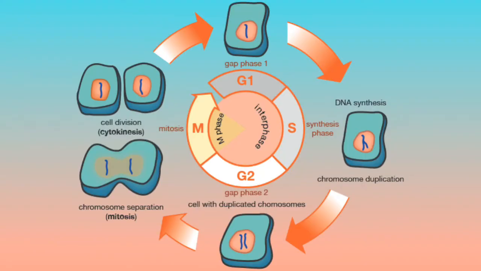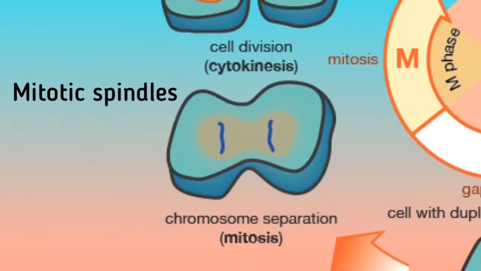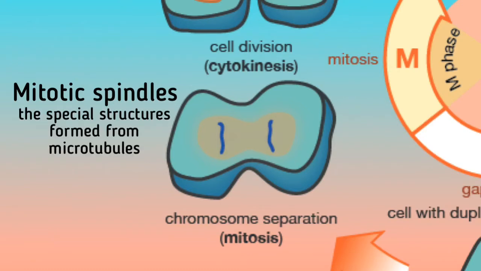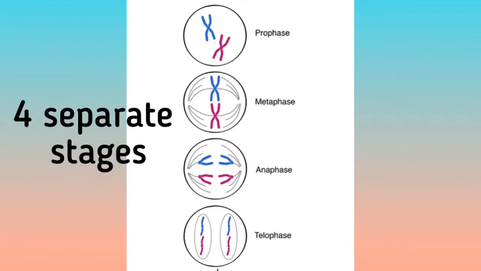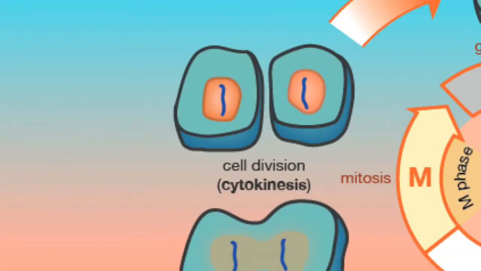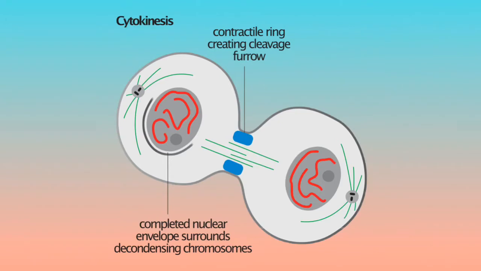Mitosis. The cell's nuclear DNA is condensed into chromosomes. These visible chromosomes are pulled apart with the help of mitotic spindles, the special structures formed from microtubules. Mitosis is further subdivided into four separate stages, including prophase, metaphase, anaphase, and telophase. Cytokinesis begins after mitosis is complete. In this phase, the cytoplasm of the cell is divided into two daughter cells.